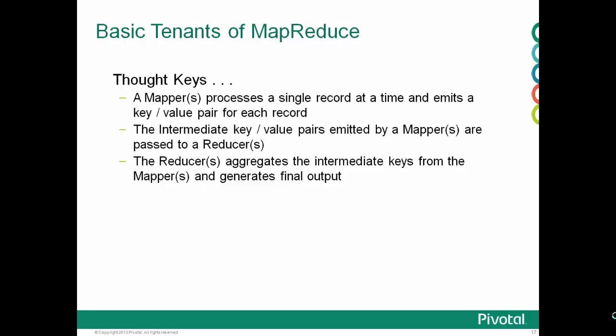Let's identify some very important thought keys before we proceed. Mappers basically process a single record at a time, and after the processing of that record is completed, it will emit a key and a value pair for each record that was read. The intermediate key value pairs that are generated by the mappers become the input to the reduce tasks. The reduce tasks aggregate the intermediate keys from the mappers and generate final output.